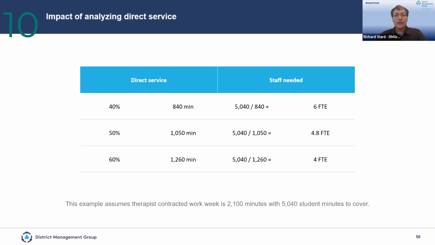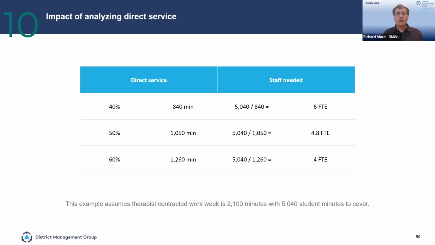So talking about these levers you have, right? Looking at direct service is very important, because this represents the percentage of time staff will spend with students. And the more time staff can spend with students, the more student need they can serve, right? So obviously a speech and language teacher can't have groups of 10 students, that would be too many, but groups of 3 are perfectly fine.